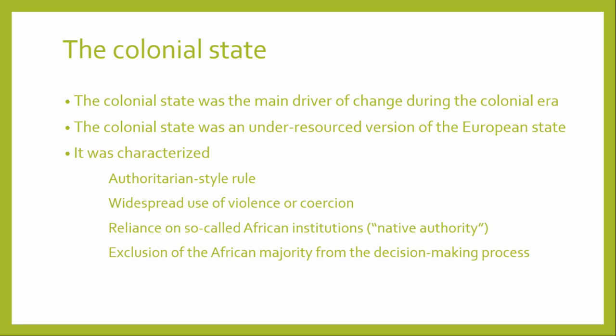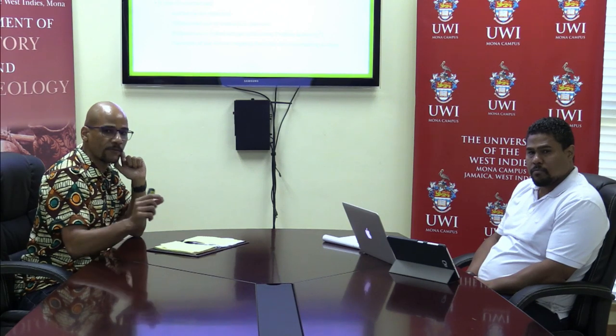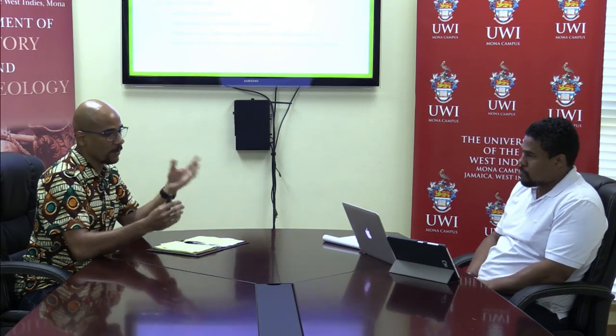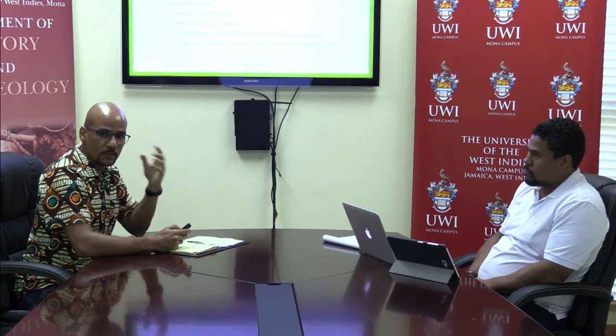We know that the use of violence was widespread in order to compensate for the lack of resources, human resources as well. But also to compensate for that lack of human resources, the colonial state in Africa made use of local institutions, the so-called native authority, African chiefs and kings, and so on. And of course, as we know, the majority of the population were excluded from the daily administration of the colony.